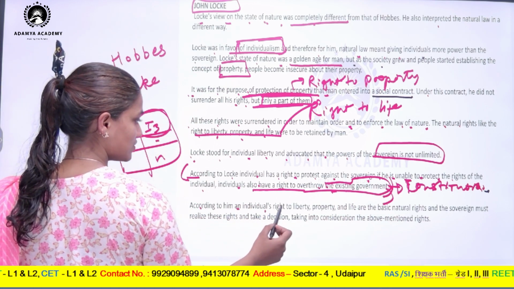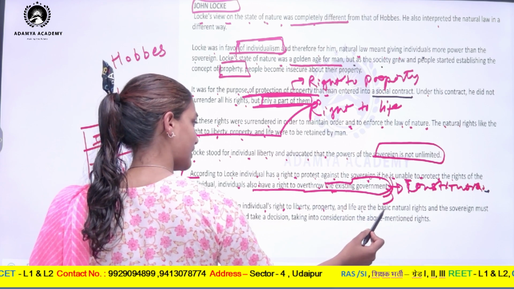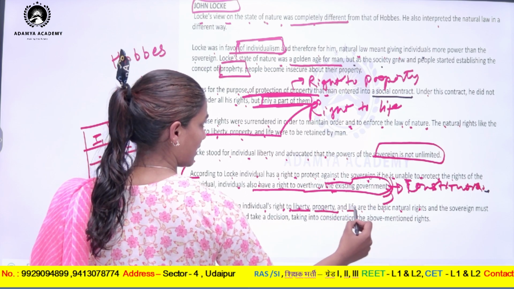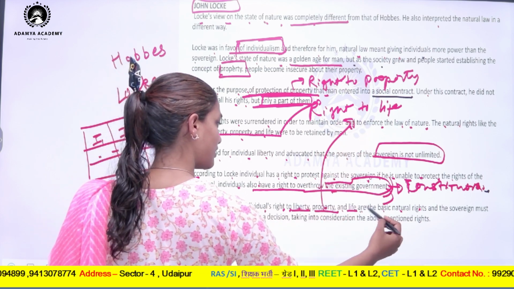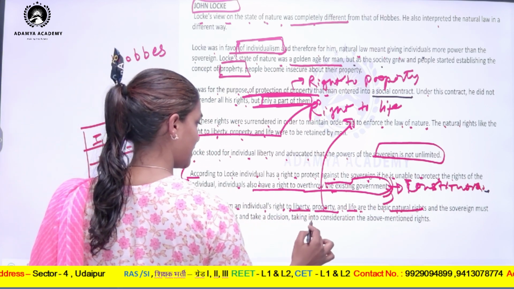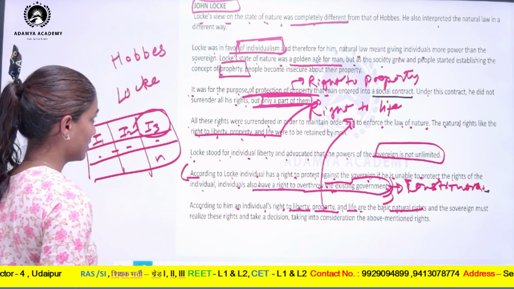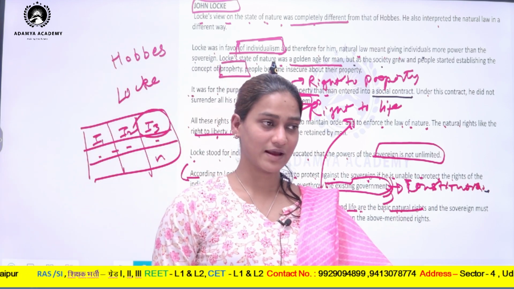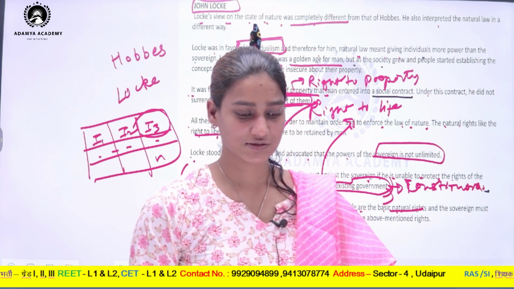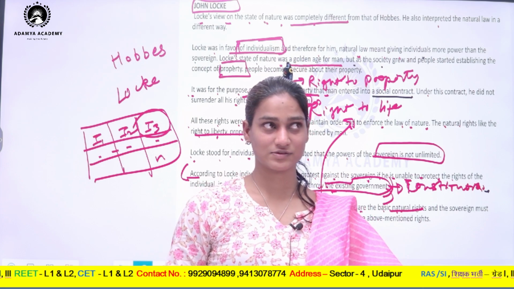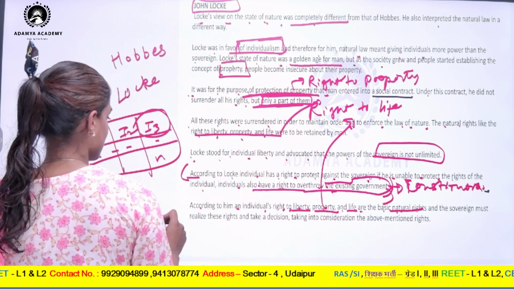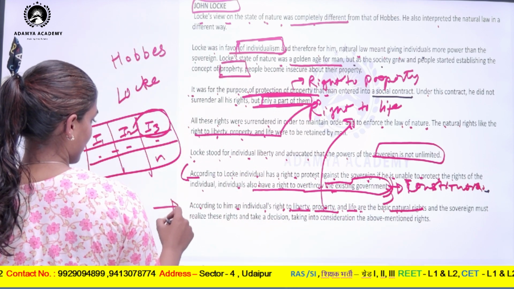According to him, an individual's rights to liberty, property, and life are the basic natural rights, and the sovereign must realize these rights and take decisions taking into consideration the above mentioned rights. So Locke did actually believe that individuals should have the right to life and property, but there are some conditions which have to be given by the sovereign so that they can exercise those rights for the better. So this is what this last line about John Locke reveals to us.